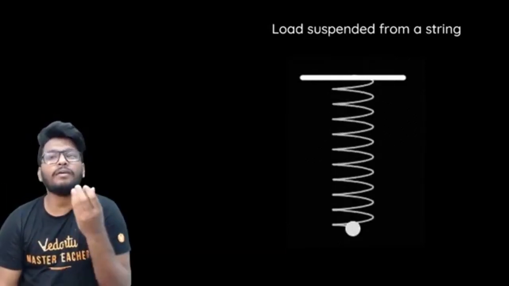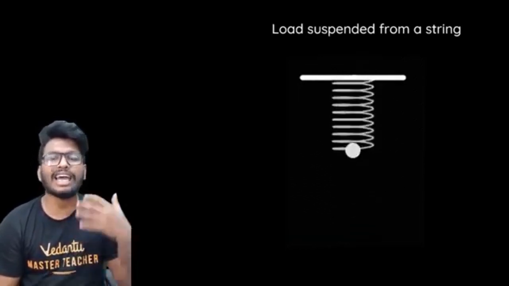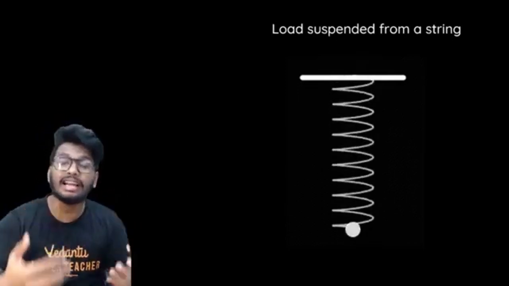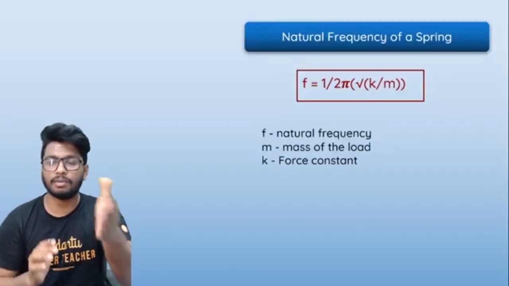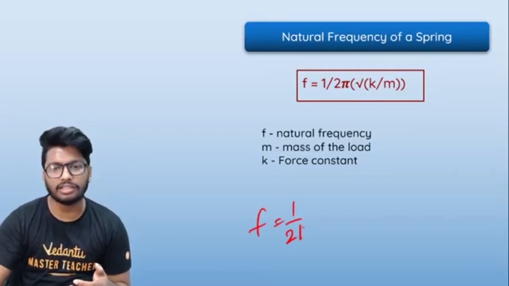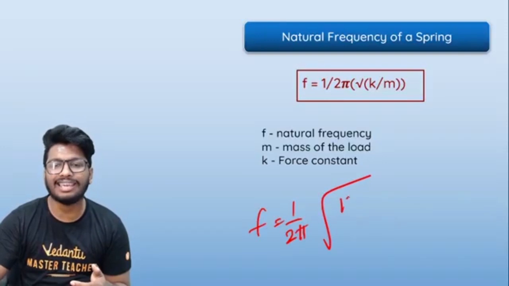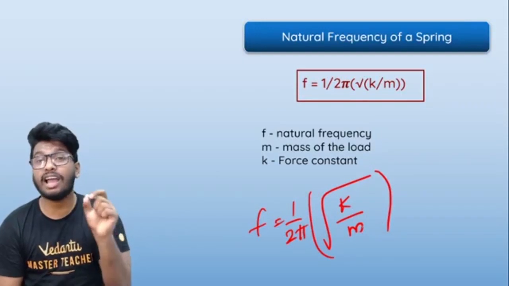If you were to suspend a load on a spring, how do you calculate the natural vibration over there? Now the formula for that is this, people: f is equal to 1 by 2 pi, again 1 by 2 pi itself, but here it will be root of k by m. What is this k by m? k is nothing but something called the spring constant.